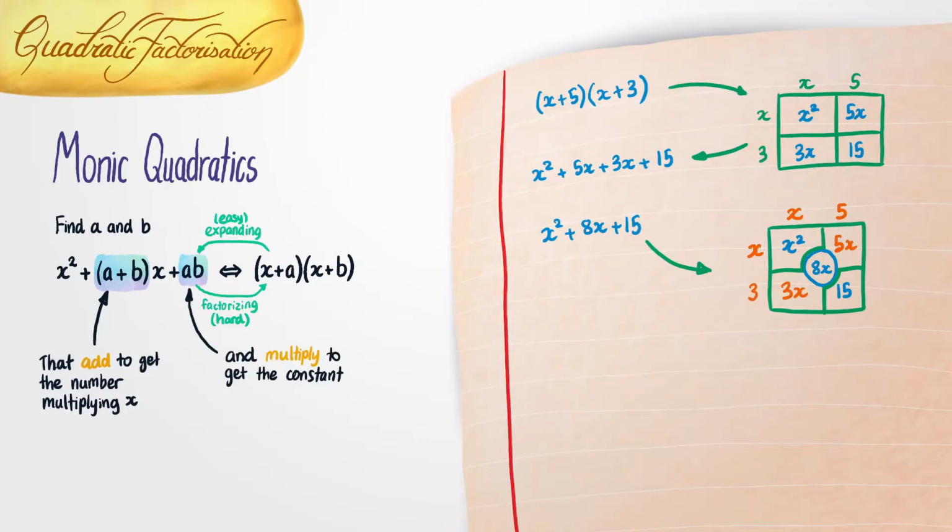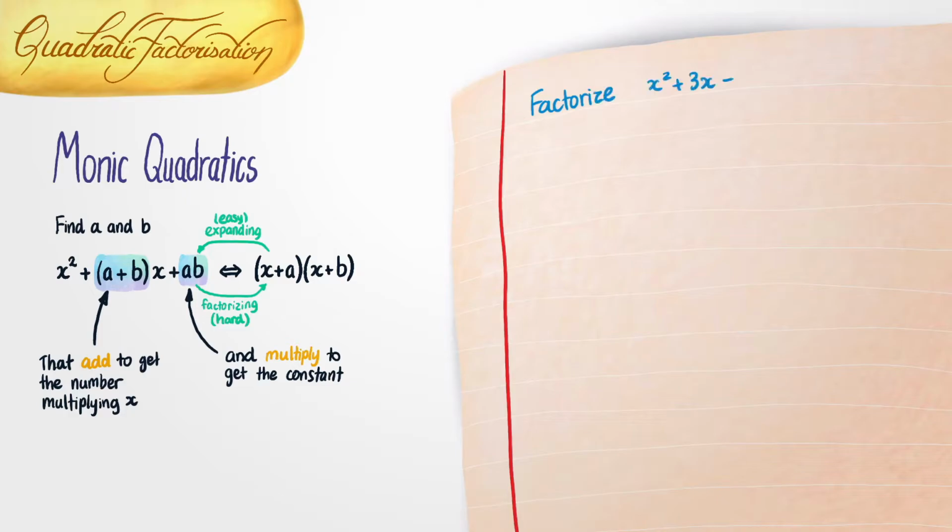So I'll just repeat this one more time. We want to find two numbers, a and b, that add together to give you the number in front of x, and that multiply by each other to give you the constant term right at the end. Once we know what a and b are, we can immediately factorize to get x plus a times x plus b. Now, I can't really do it with this example because you already know the answer. So how about I give you another example and we work through it together. Okay, so we want to factorize x squared plus 3x minus 28.